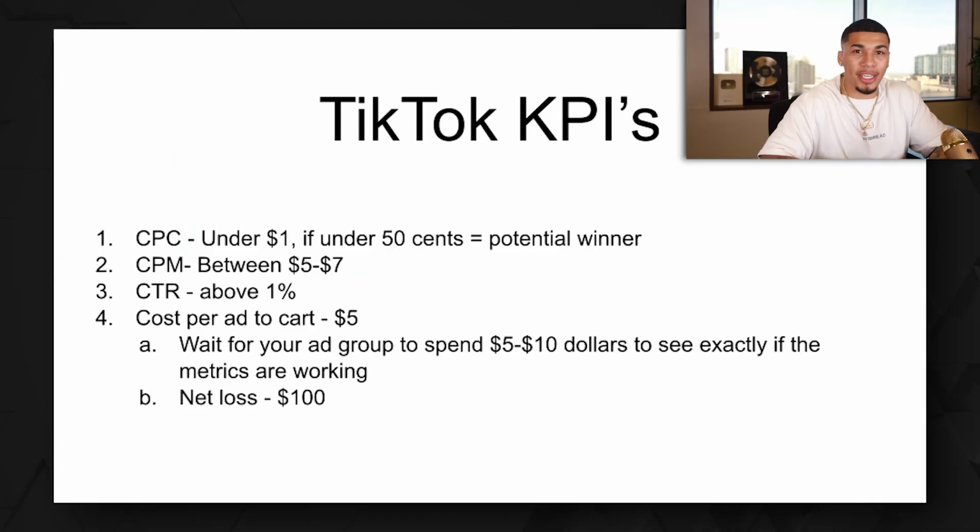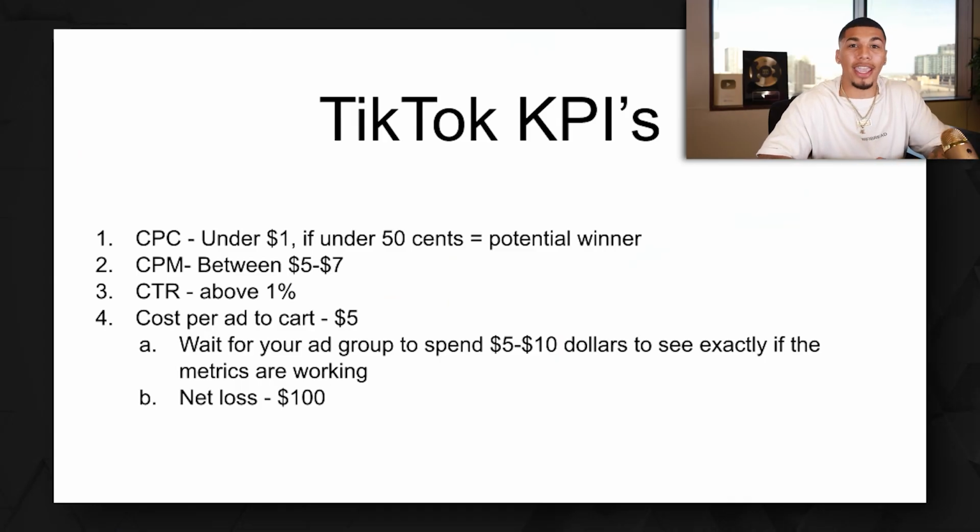The next is your CPMs, which stands for cost per 1,000 impressions. And you do want to see this under $10, and realistically with a strong ad, you'll see this between $5 and $7. And this is just telling you how much it's costing for you to get an impression to actually see your ad in the first place. And if you're not getting impressions, that means your ad is not hidden.